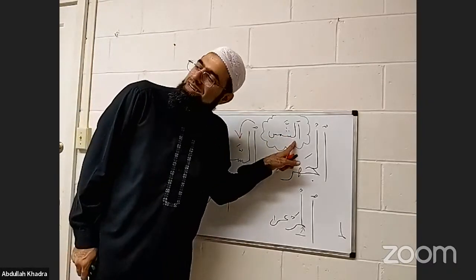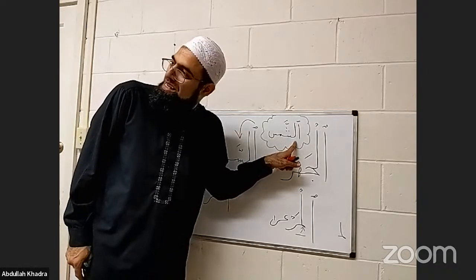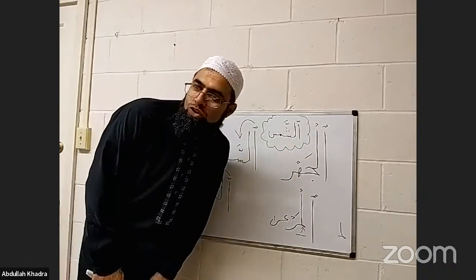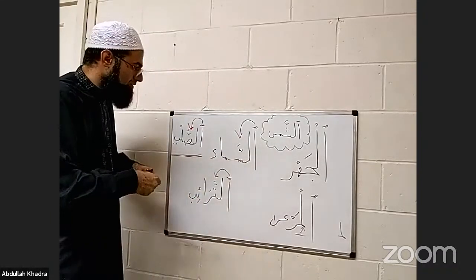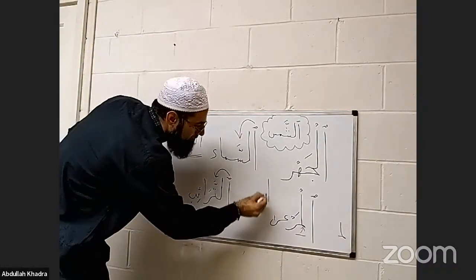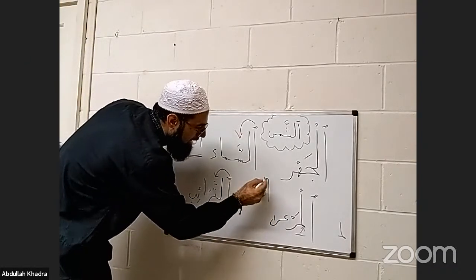Can you look at the sun? No. Can you say the lam when it's shamsiyyah? No. Can you say the lam when it's solar? No. But let's see the other word for it. Al-qamar. Who can tell me? Tell me, ya Abdul Rahman. Al-qamar.